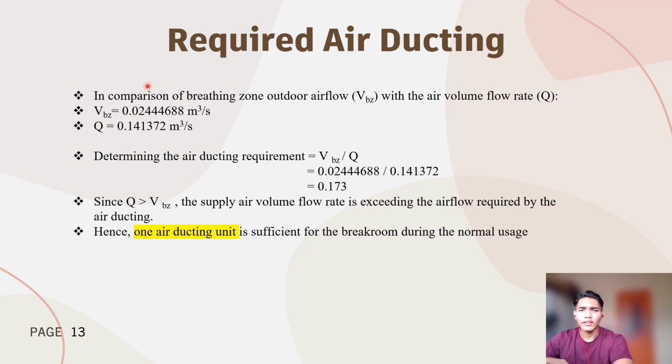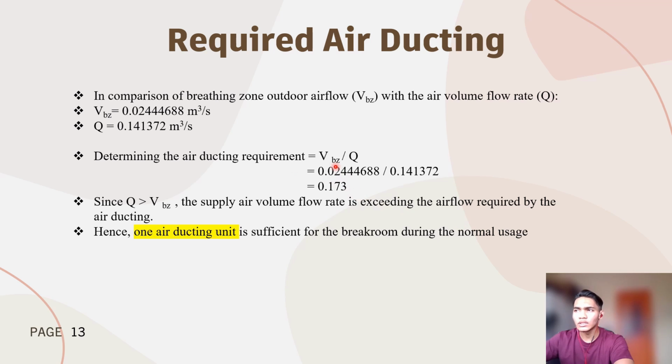So now we can determine the required air ducting that we need for the break room in the normal usage. So what we have here is the breathing zone and also the flow rate of air ducting unit. So we treat the breathing zone as the demand in the break room for normal person, while the Q, the volume flow rate, as the supply from the air ducting unit. So by that we can determine how many air ducting units we need to fulfill the demand of the break room in the normal usage.